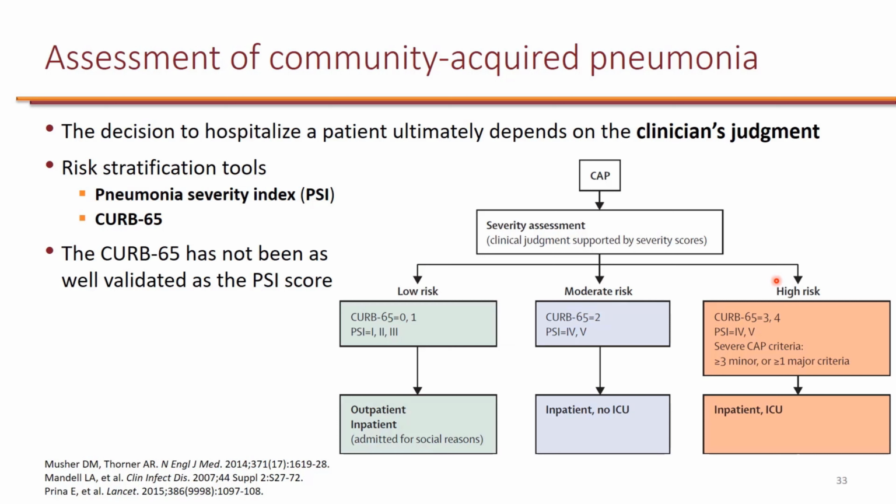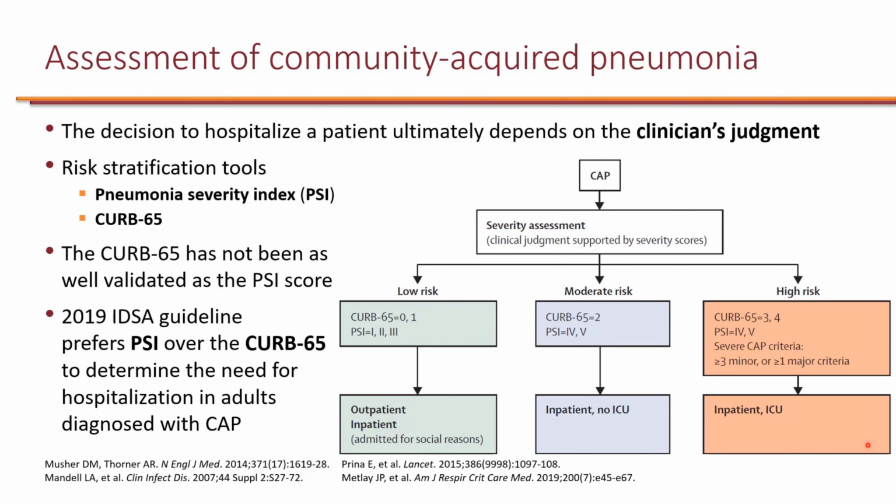Now, in moderate risk and high risk patients, these patients typically need to be admitted to the hospital, and in some severe cases, the patients need to be admitted to the ICU because of the hypoxia. Now, it doesn't mean that all high risk patients will be admitted to the ICU. This will basically depend on a case-by-case basis. Now, the 2019 IDSA guideline for CAP actually prefers the PSI over the CURB-65 score to determine the need for hospitalization in adults diagnosed with CAP.